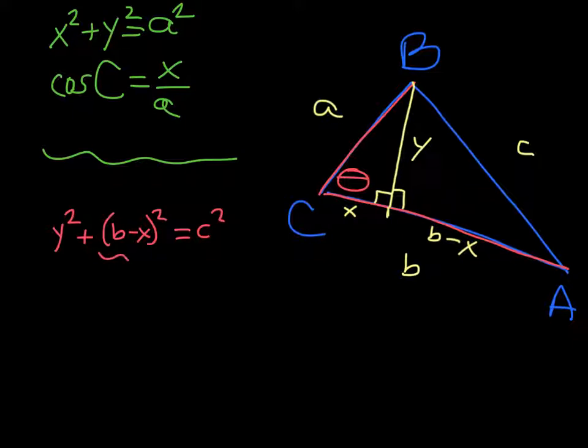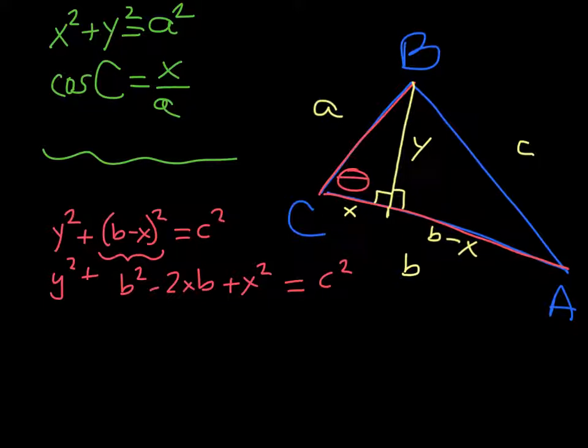So I need to multiply out b minus x squared, and that's going to be b squared minus 2xb plus x squared. You could just use FOIL if you want. You can use a generic rectangle, however you want to multiply that out. I still have this y squared here, and then that all equals c squared. So all I did was multiply out the b minus x squared.